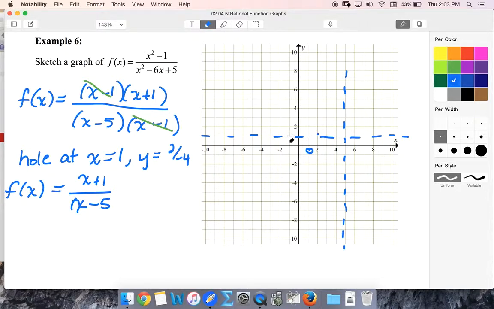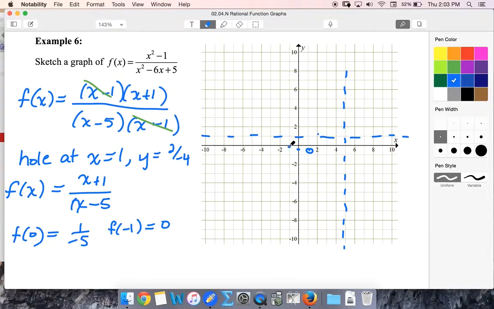I want to look for my axis intercepts. So f of 0, 1 over negative 5. When x is 0, I have negative 1/5, so somewhere around here as my y-intercept. Looking for the x-intercept, when x is negative 1, that's going to make a y value of 0. So negative 1 makes a 0.